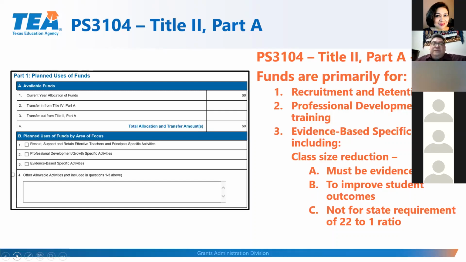If you're using these funds for class size reduction to hire professional staff, just to let you know, you must have it and document it, that it must be evidence-based. It must be to improve student outcomes. And it has nothing to do with your grades K through 4 for the 22-to-1 ratio, which is the state requirement, the state mandate.